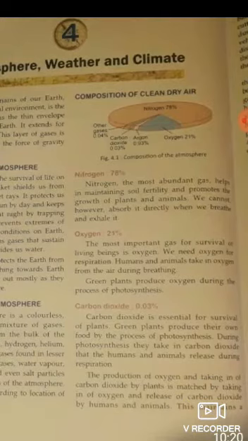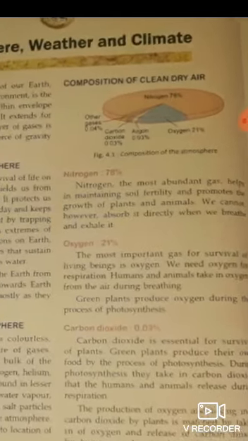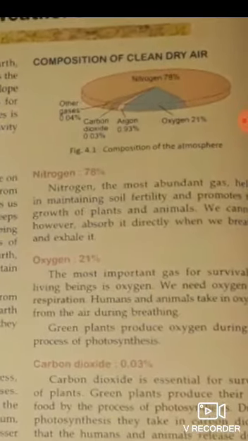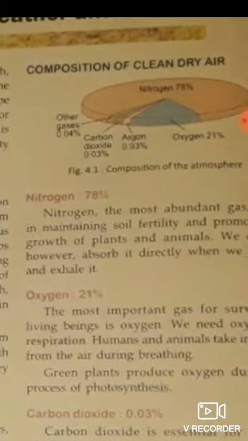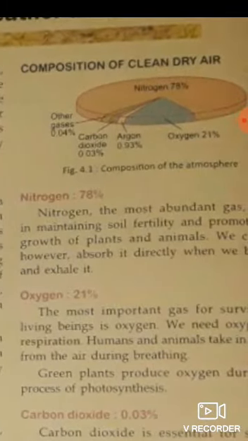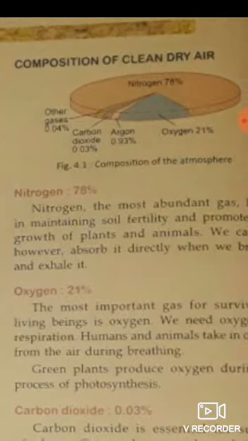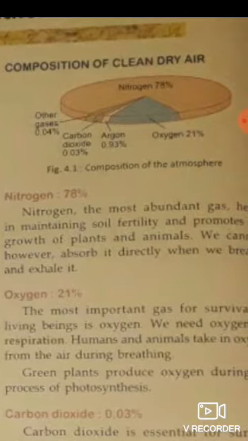You can see here the pie chart related to the composition of atmosphere. In this pie chart, you can see clearly nitrogen covers 78% of the total atmosphere, then oxygen 21%, then argon 0.93%, then carbon dioxide 0.03%, and other gases include 0.04%. So this is the composition of atmosphere.